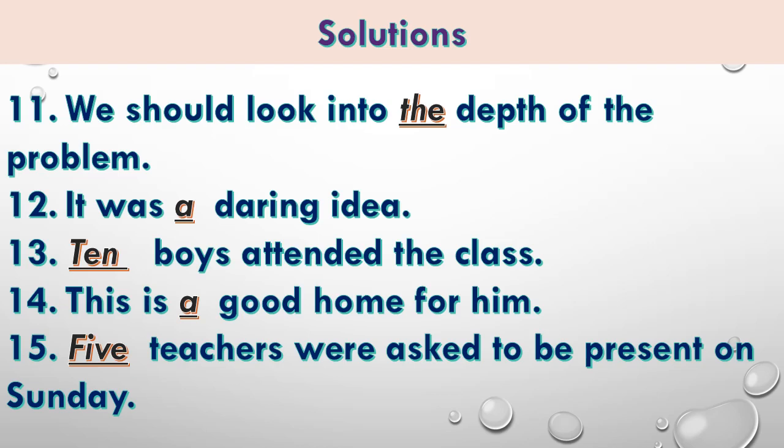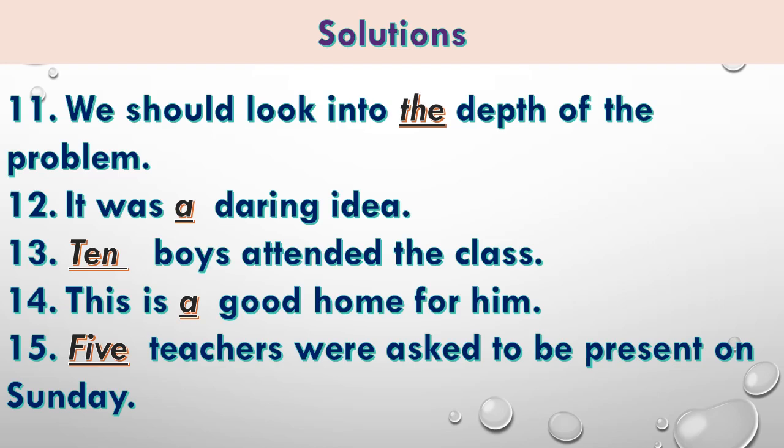Next is 10 boys attended the class. Now 10 is a numeral determiner. That means cardinal number. Yes, cardinal, 10, cardinal. 10 boys are there who attended the class. That means only 10 boys attended the class. So this is an example of numeral determiner.